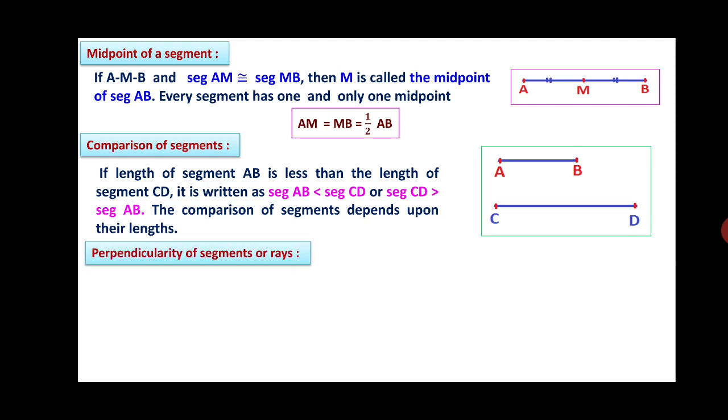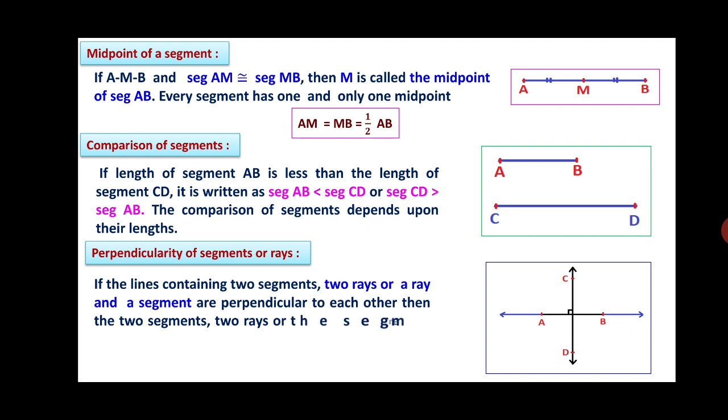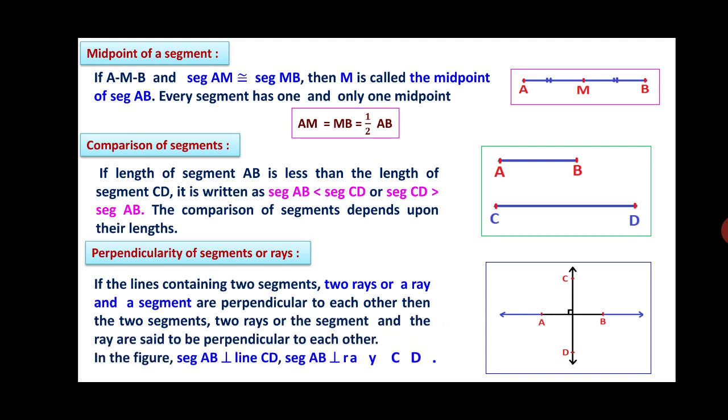Perpendicularity of segments and rays. You can see in the adjoining figure that if the lines containing two segments, two rays or a ray and a segment are perpendicular to each other, then the two segments, two rays or the segment and the ray are said to be perpendicular to each other. In the adjoining figure, you can see segment AB is perpendicular to line CD, or segment AB is perpendicular to ray CD, like that you can say.